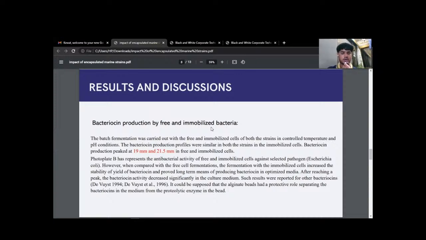Photoplate B represents the antimicrobial activity of free and immobilized cells against the selected pathogen E. coli. However, when compared with the free cells, the fermentations with the immobilized cells increased the stability of yield of bacteriocin and proved a long-term means of producing bacteriocin in optimized media. After reaching a peak, the bacteriocin activity decreased significantly in the culture. Such results were reported for other bacteriocins, and it could be supposed that the alginate beads had a protective role, separating the bacteriocin in the medium from the proteolytic enzymes in the bead.